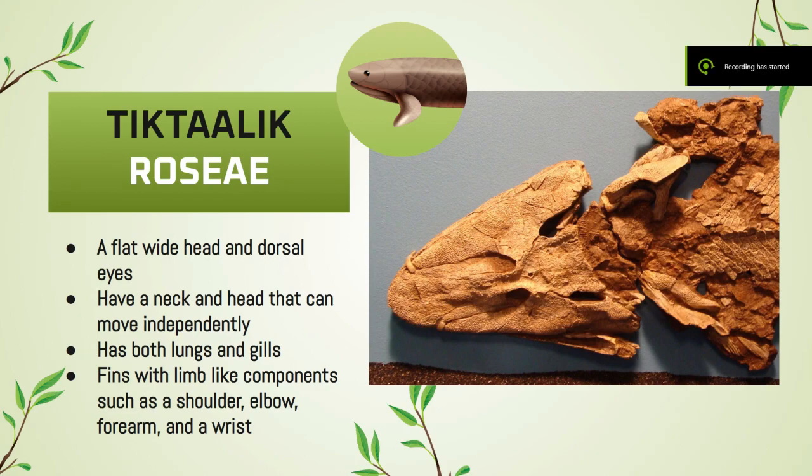So introducing the main character of this story, Tiktaalik, a flat-headed, dorsal-eyed fish. It had a neck and a head that can move independently. It had both lungs and gills, and fins with limb-like components such as a shoulder, elbows, a forearm, and a wrist. The perfect hybrid between a fish and a tetrapod.